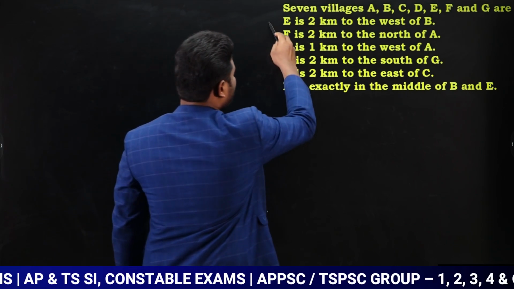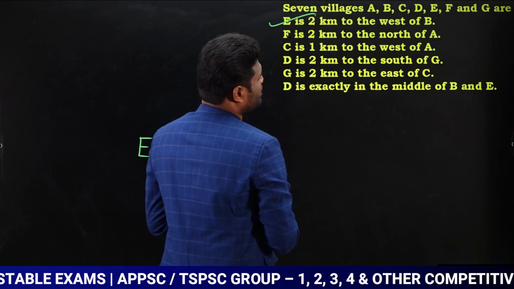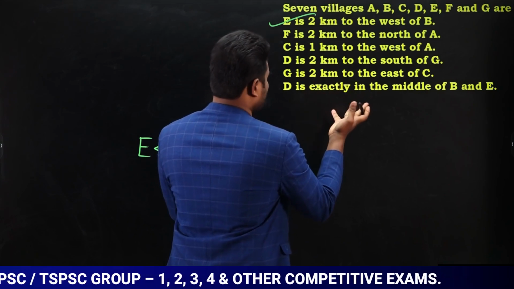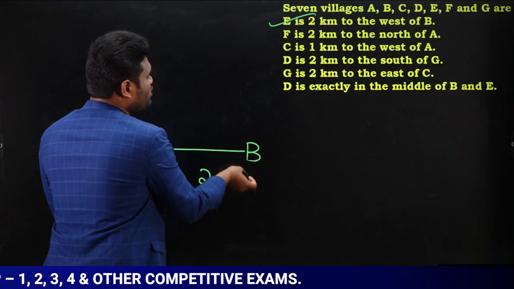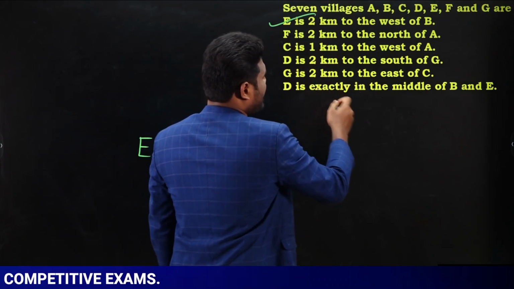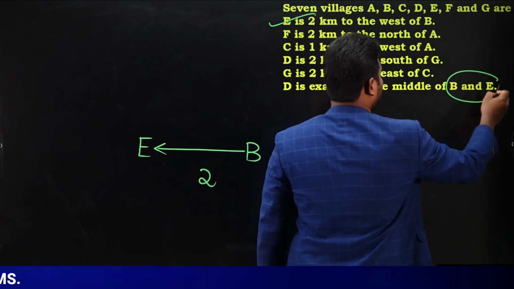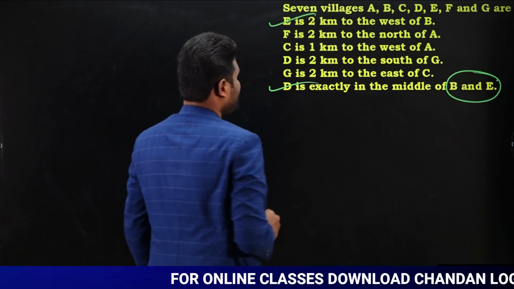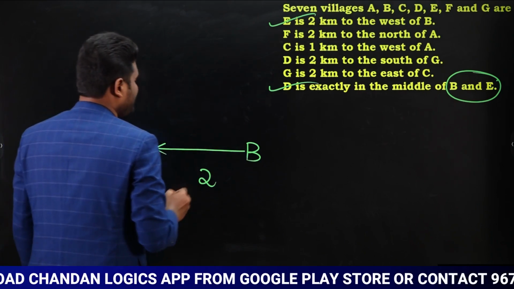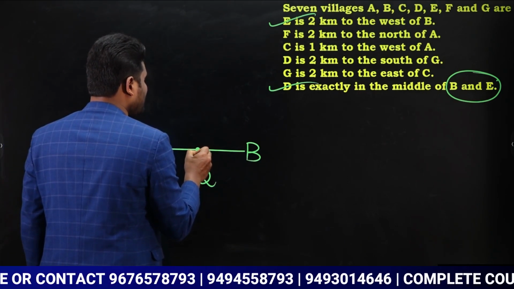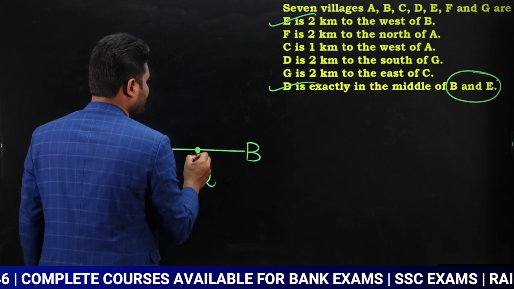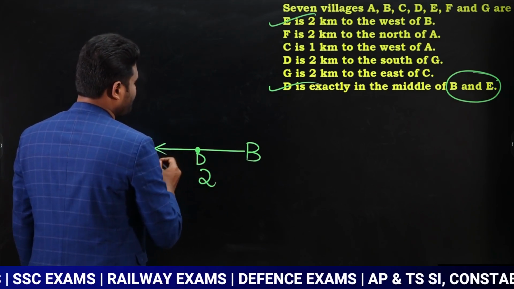Next statement is F is 2 kilometer to the north of A. But we don't have any use. Why? Means here the statement is with respect to EB. So read this statement. D is exactly in the middle of BE. So D is going to be exactly in the middle. So this is going to be D. D is exactly in the middle of EB.